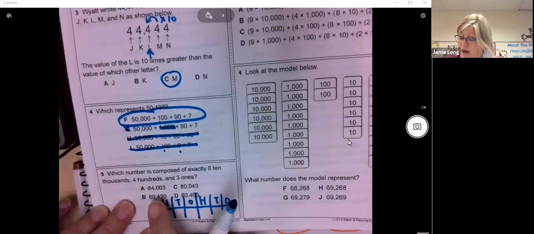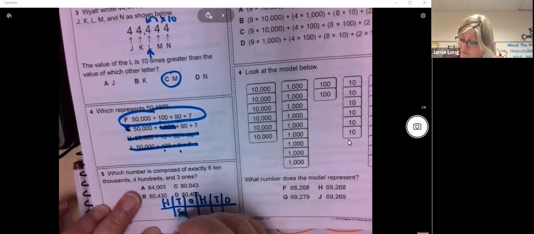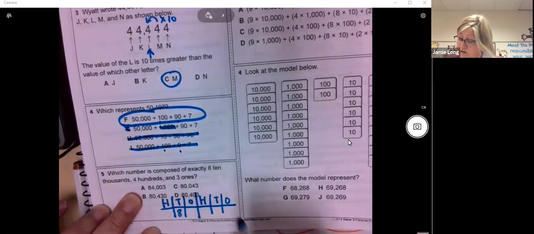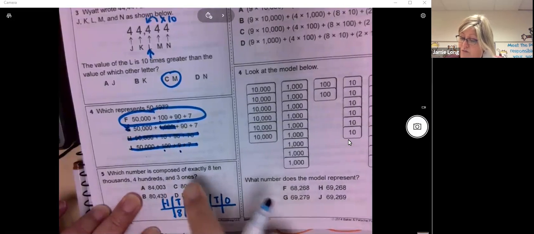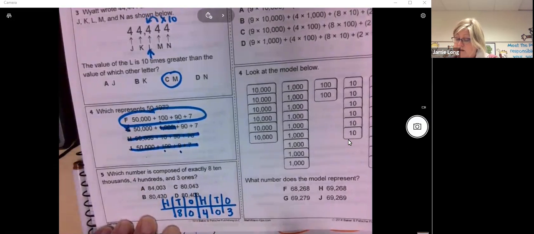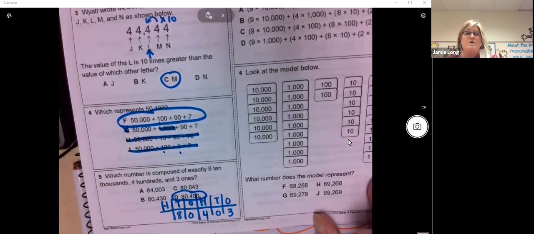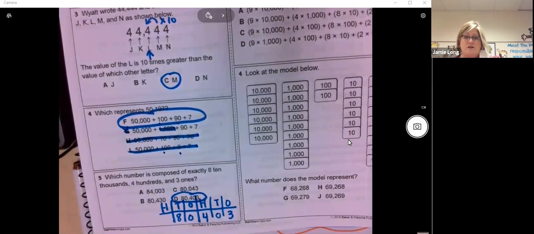So you're going to have 8 10,000s. You're going to have 400s and 3 ones. So I'm going to put zeros everywhere else. So I'm looking for 80,403. And looky there, it's D. I scribbled all over it, but it's right there. Okay, place value chart is going to be the best way to get a question like that correct.